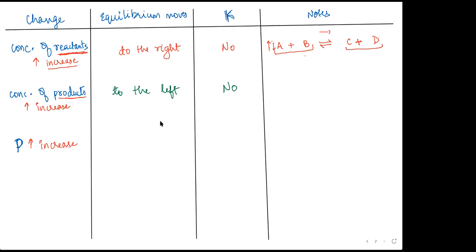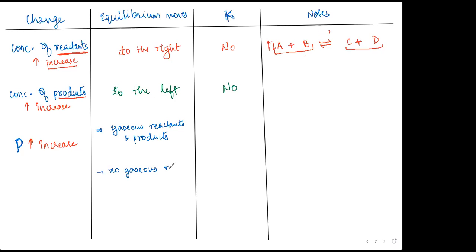So in this case, I will give you guys a hint. There are two cases, okay? One, if there are gaseous reactants and products, and second, if there are no gaseous reactants and products.